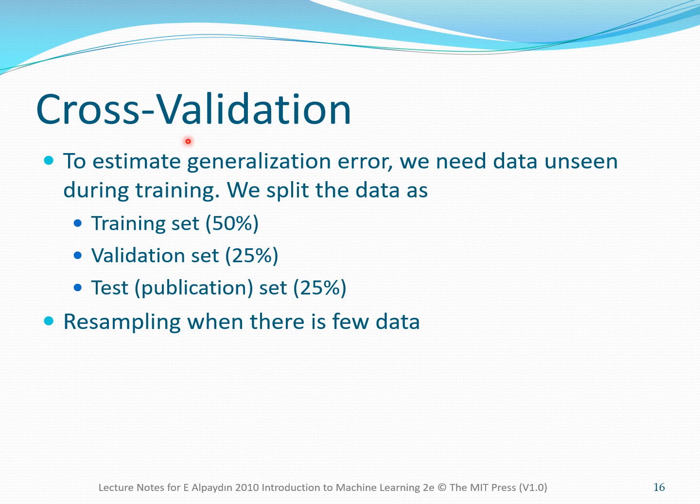Cross validation. To estimate generalization error, we need data unseen during training. We split the data as follows: training set 50%, validation set 25%, test set 25%, and then resampling when there is little data.